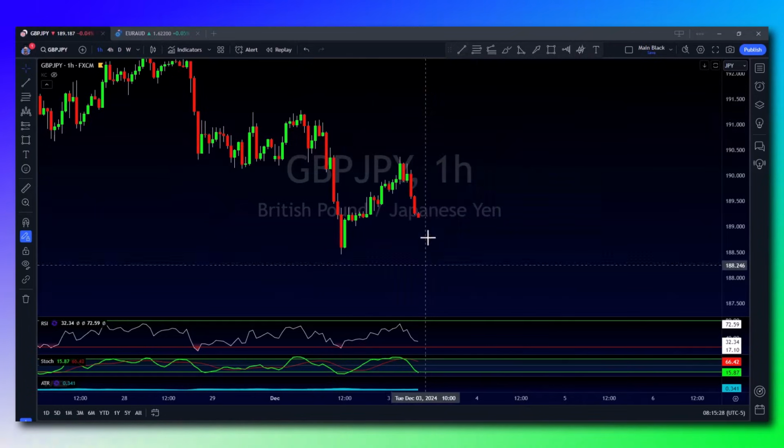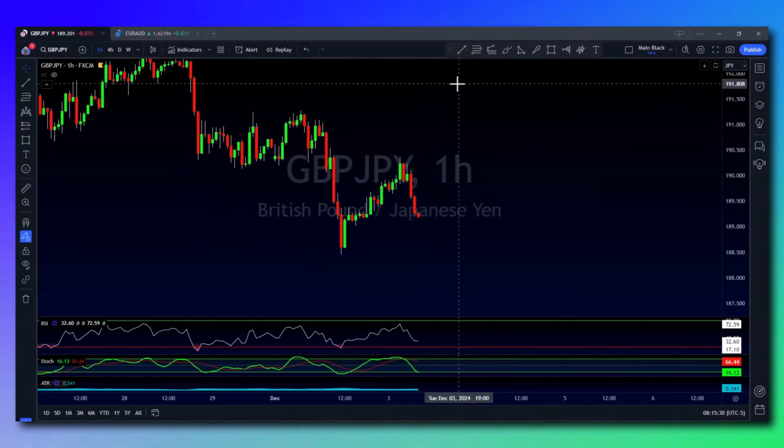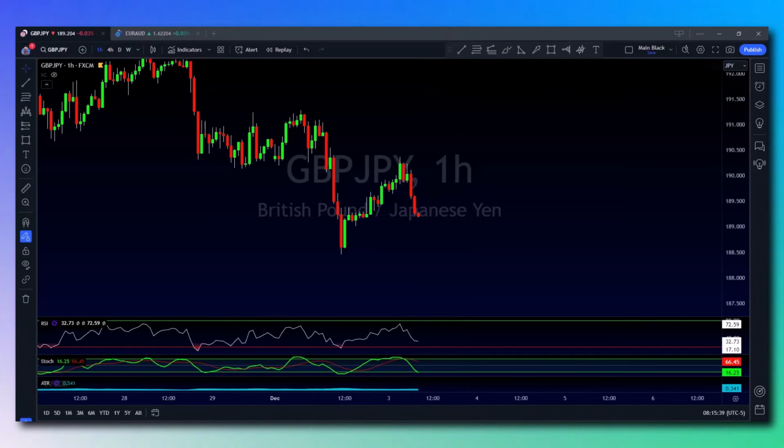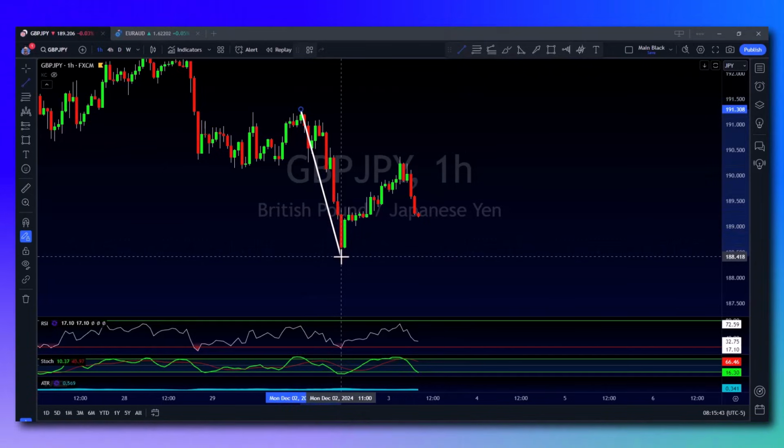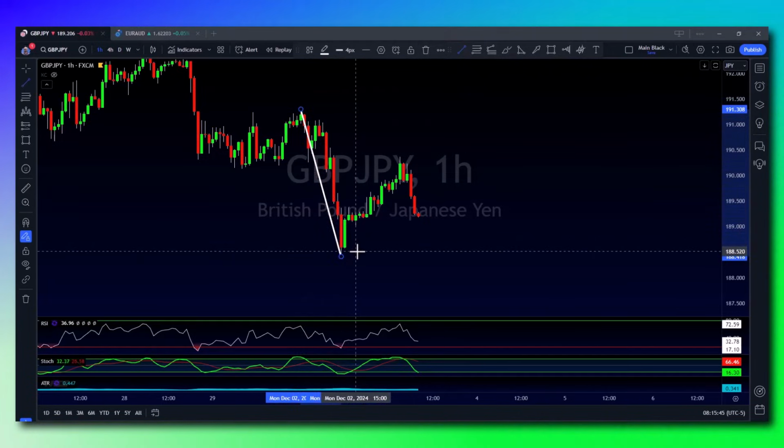I'm going to erase this stuff. Before I give the answers away, I want you guys to work. What are some ways to predict where this trend may continue? Paul says AB equals CD. Yep, AB equals CD, an equal measured move. So swing high to swing low.